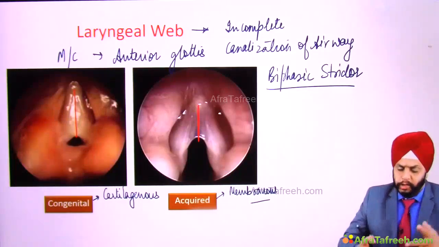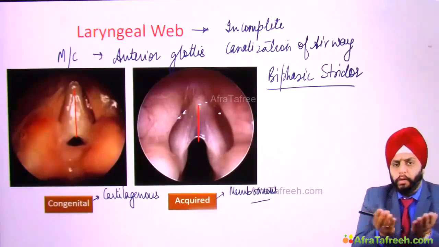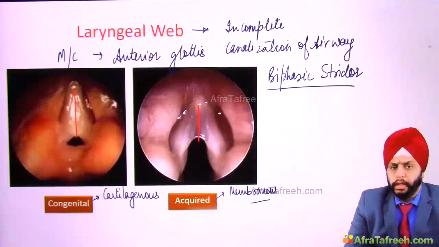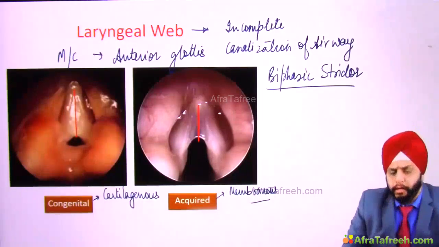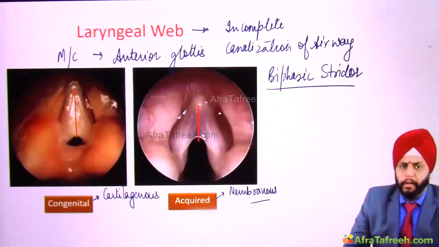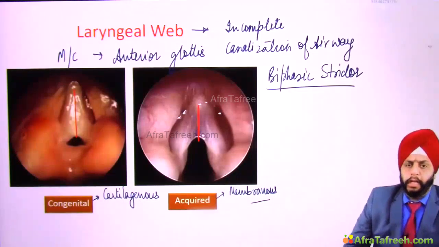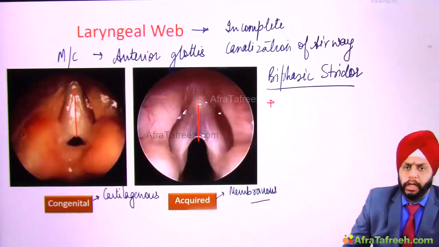What's the problem? Suppose I have cut on both the sides, I have taken out the web. Now both the sides have raw margin. They can again fuse and form a laryngeal web, isn't it? Yes. Okay, because I have cut the web, obviously there will be raw area on both the sides. So what will I do for that? For that, I have to put a silicone keel.